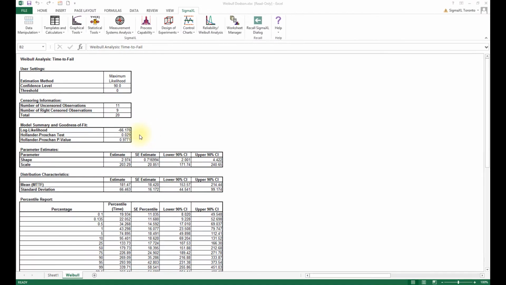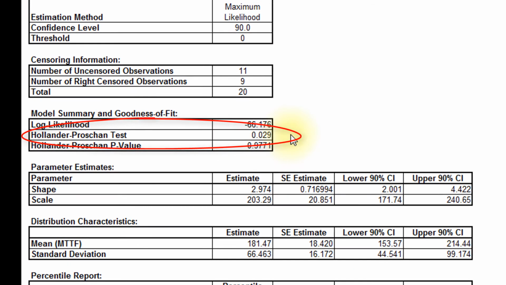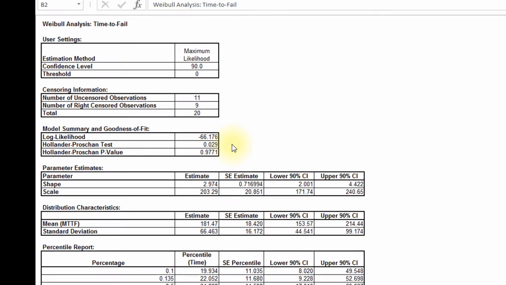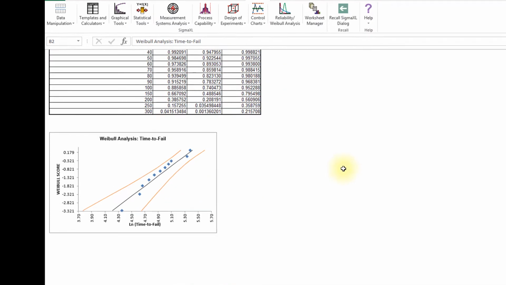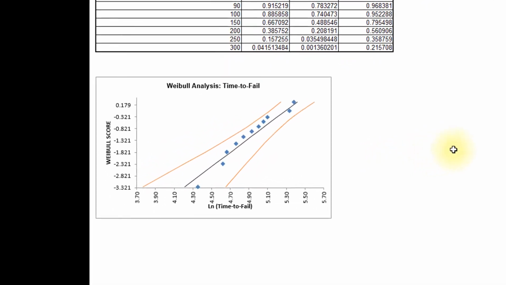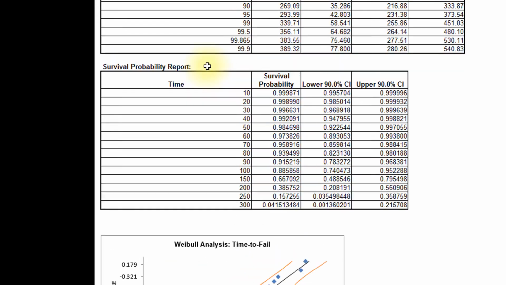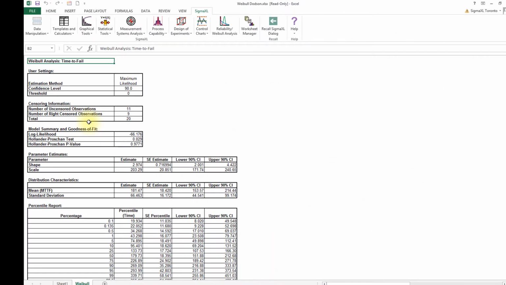The Hollander-Proschan test is used when there are right-censored observations. If the p-value is less than 0.05, this indicates a significant lack of fit, so Weibull would not be an appropriate distribution. Given the p-value of 0.98, there is no lack of fit with this time-to-fail data. This is confirmed in the Weibull probability plot, with the data roughly following a straight line. If our data is uncensored, then the Anderson-Darling unadjusted test would be used.